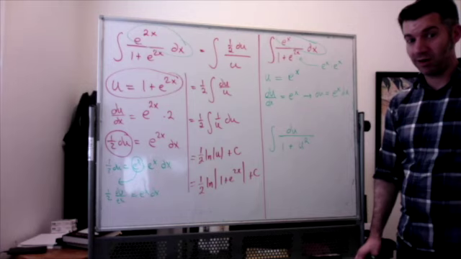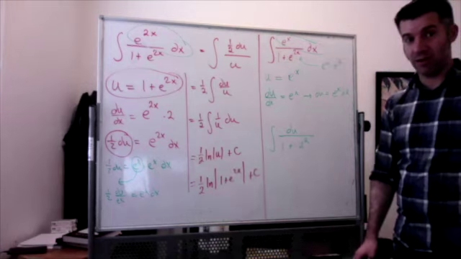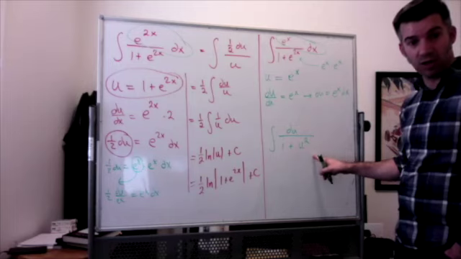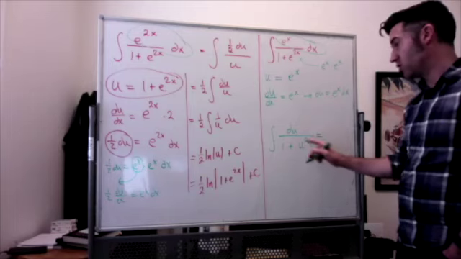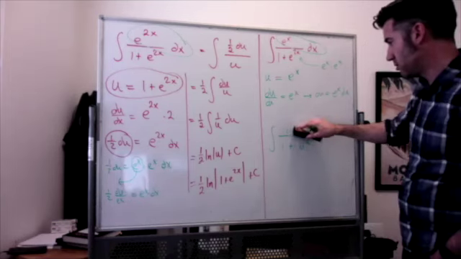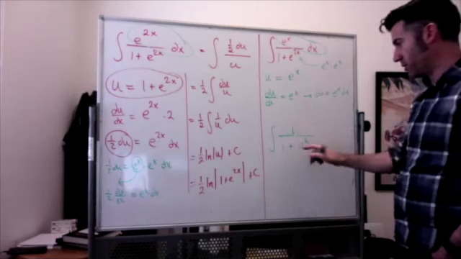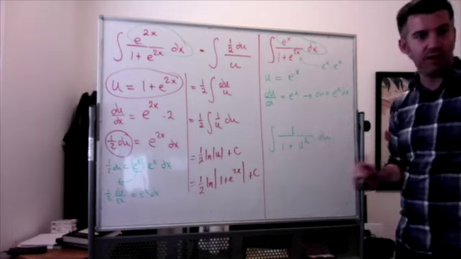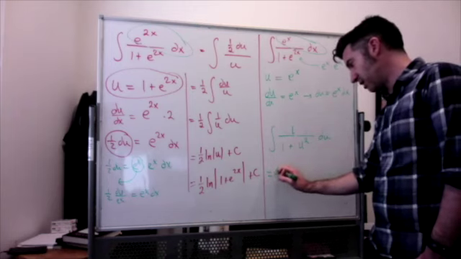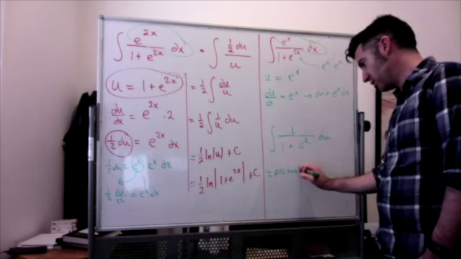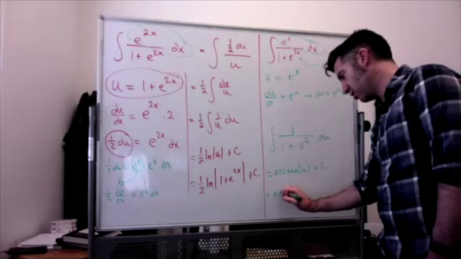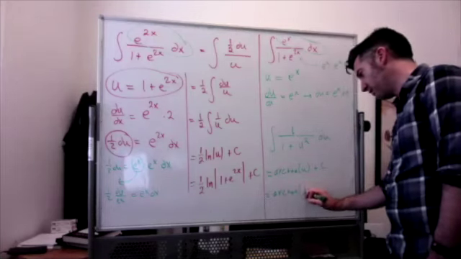But look, we know how to integrate 1 over 1 plus u squared. It's the arctangent. If you don't like this du here, you can write this as 1 over 1 plus u squared du. It's the same thing. And then the integral of this is exactly the arctangent of u plus c, which is the arctangent of e to the x.